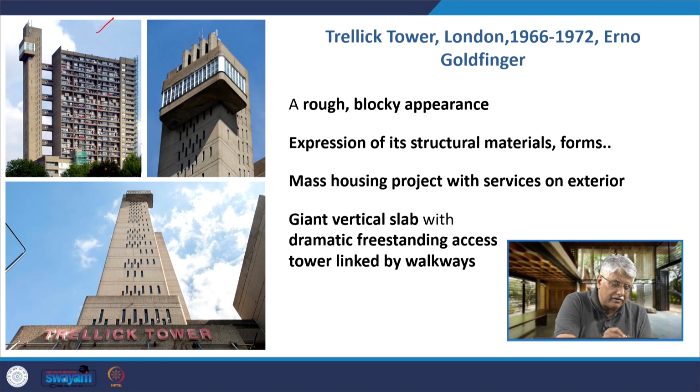This giant vertical slab that you see here is the access tower, the freestanding access tower, and it is linked by walkways to the main tower block, the main slab tower. So this is how uniquely brutalist buildings had come up at the time.